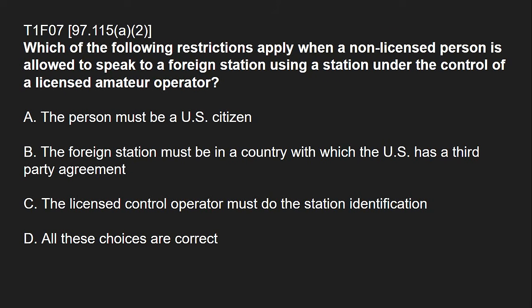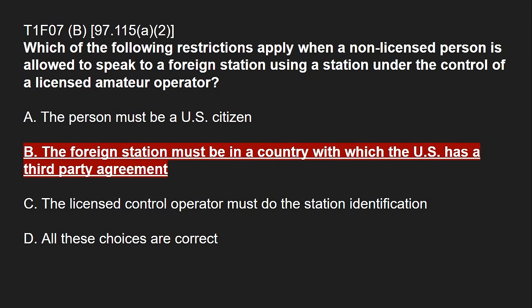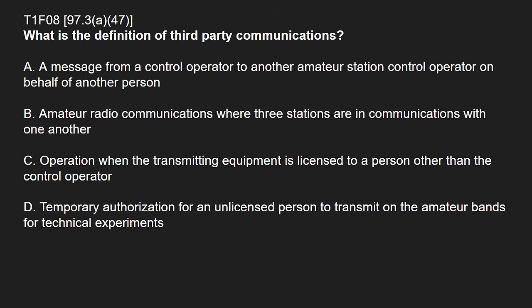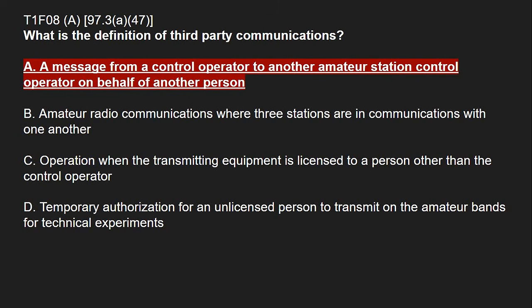T1F07, which of the following restrictions apply when a non-licensed person is allowed to speak to a foreign station using a station under the control of a licensed amateur operator? The answer is the foreign station must be in a country with which the U.S. has a third-party agreement. T1F08, what is the definition of third-party communications? That would be a message from a control operator to another amateur station control operator on behalf of another person.